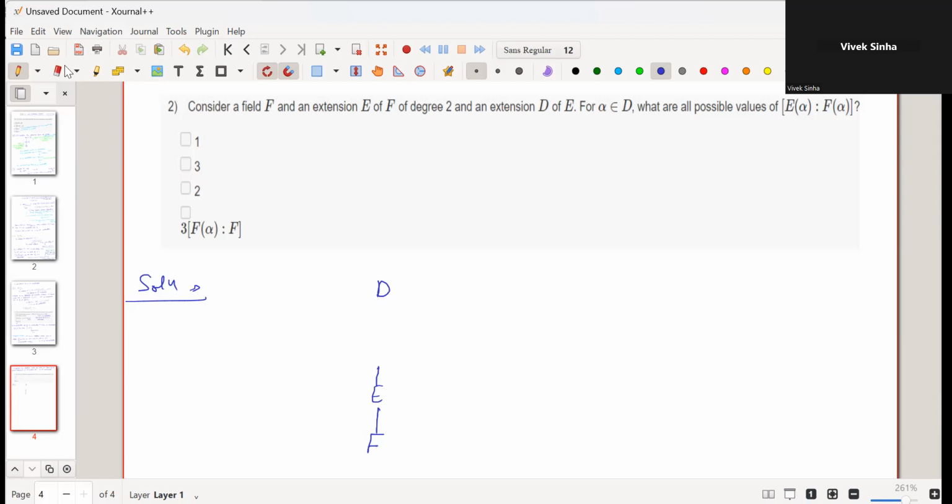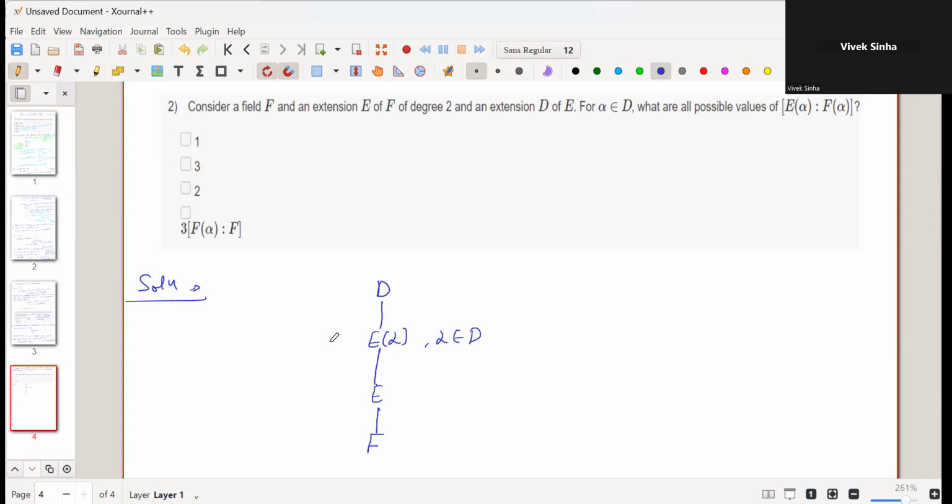This will be, so E of alpha will be between D and E, right? Because alpha is inside D. E is contained in E alpha, and E alpha is also inside D, because E is inside D and alpha is inside D.